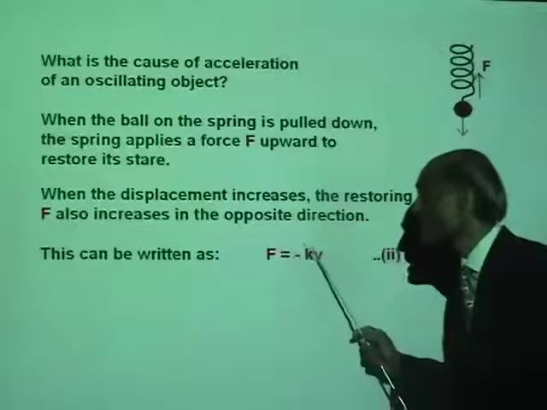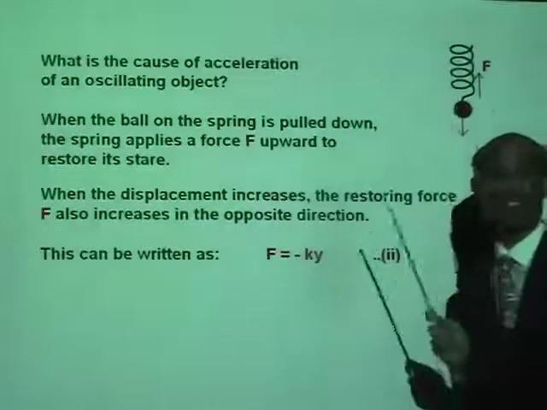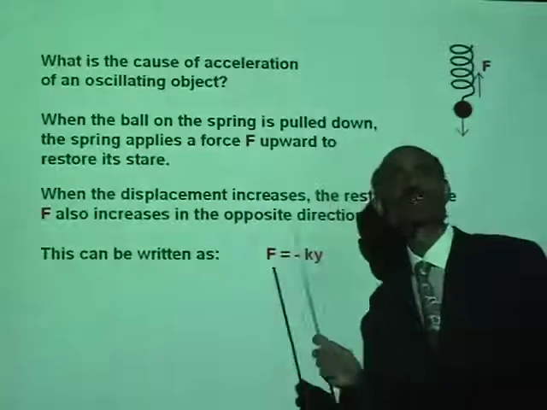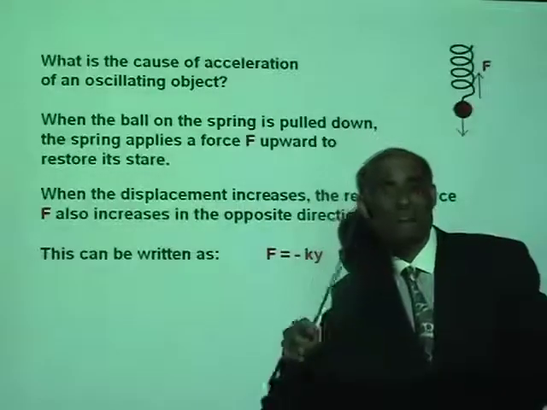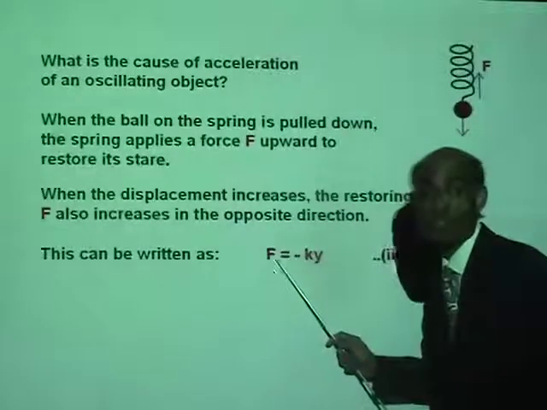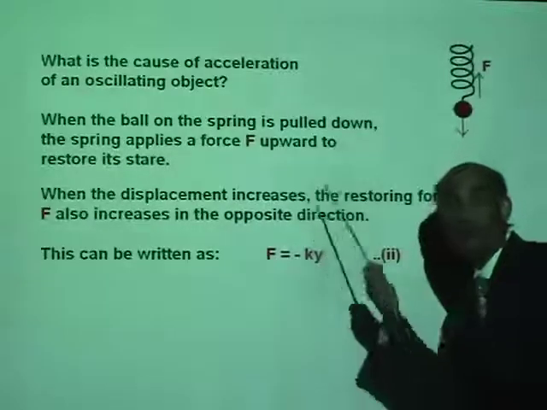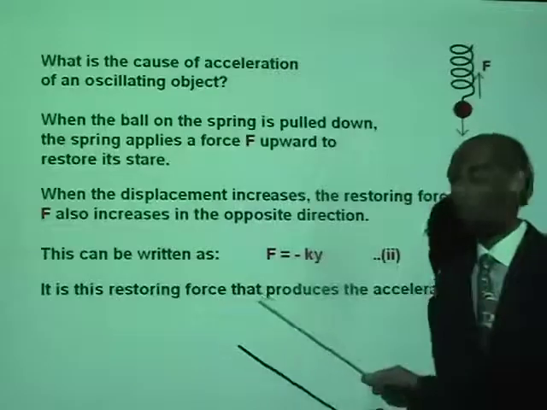That's the negative sign. k is a constant, and we call it the spring constant. You have done this in Physics 1. We talked about Hooke's law. So F, the restoring force on a spring, equals negative ky, where y is the displacement.